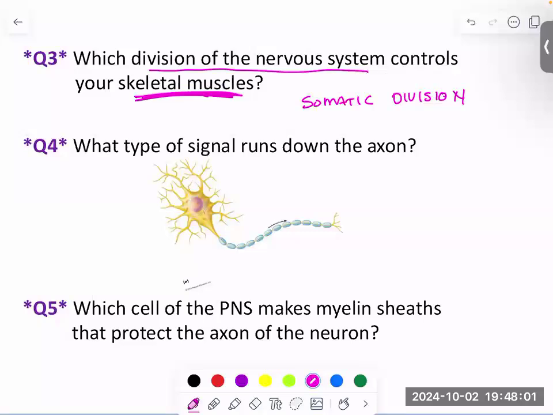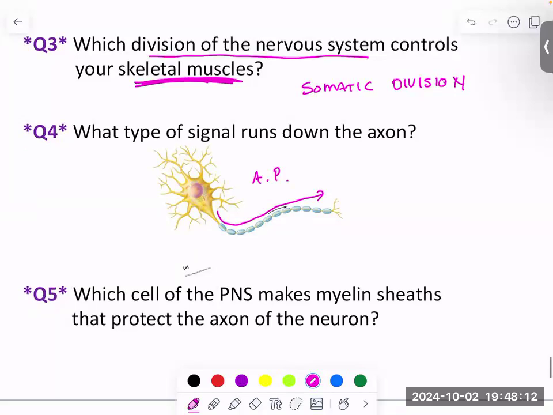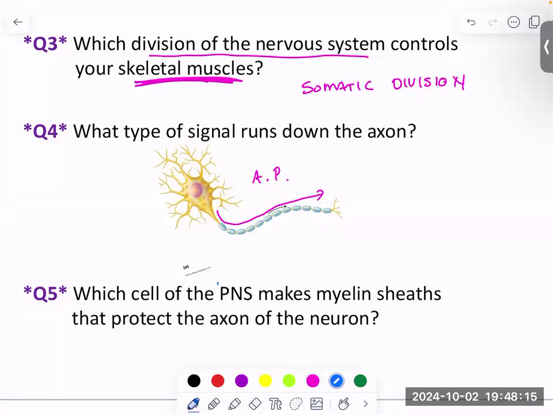What is the signal that runs down the axon, folks? What are you going to call that? That is an action potential. Which cell of the peripheral nervous system makes the myelin sheath that protects the axon? That is a Schwann cell. The peripheral nervous system and central nervous system have different cells that make the myelin.